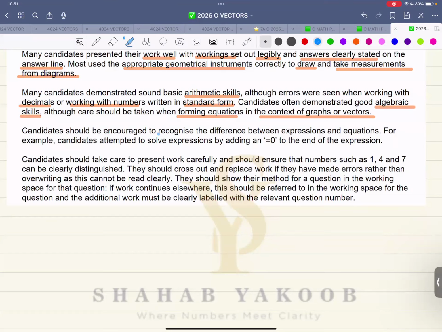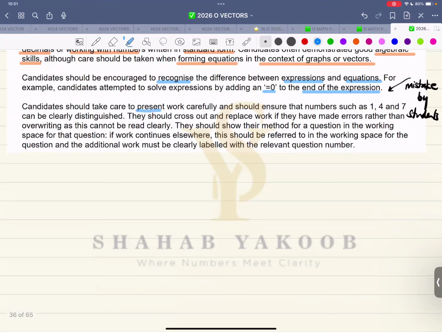Candidates are encouraged to recognize the difference between expressions and equations. If there is no equal sign, that's an expression. If there is an equal sign, that's an equation. If there is a greater, lesser, greater than or equal, lesser than or equal, that's an inequality. For example, candidates attempt to solve expression by adding an equal to 0 to the end of the expression. Now, this is a mistake that the examiner is talking about. The mistake by students in a particular center.